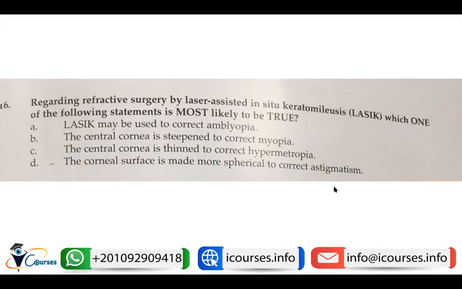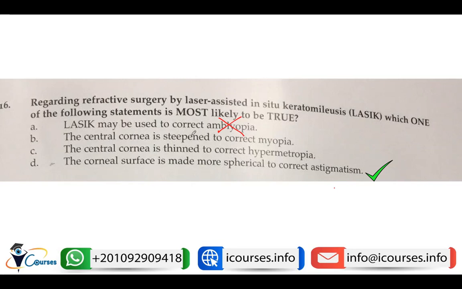Yes, exactly. Regarding refractive laser surgery or LASIK, which one of the following statements is most likely to be true? LASIK cannot be used to correct amblyopia. This is basic information. Amblyopia is at the cortical level, not at the eye level. So correction of the refractive error after amblyopia occurs will not help the amblyopia.